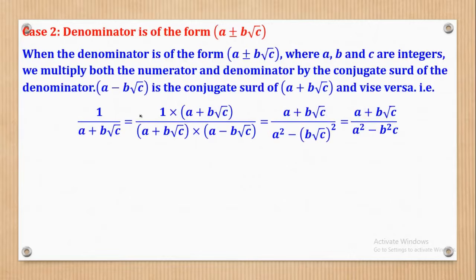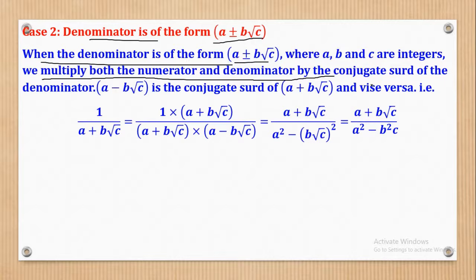So that was case 1. What about case 2? Case 2 is the denominator which is in the form a plus or minus b root c. So when the denominator is in that form, where a, b, and c are integers, we multiply both the numerator and denominator by the conjugate surd of the denominator. So conjugate surd means that this is the conjugate surd of this, so you just change the sign.